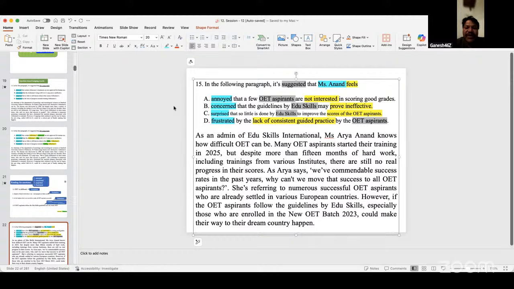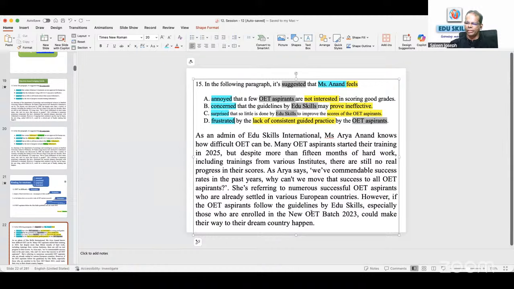As Arya says, we have commendable success rates in the past years. Why can't we move that success to all OET aspirants? She is referring to numerous successful OET aspirants who are already settled in various European countries. However, if the OET aspirants follow the guidelines by EduSkills, especially those enrolled in the new OET batch 2023, they could make their dream of reaching their dream country happen. Okay, that's a mistake. Yes, this should be 2026.